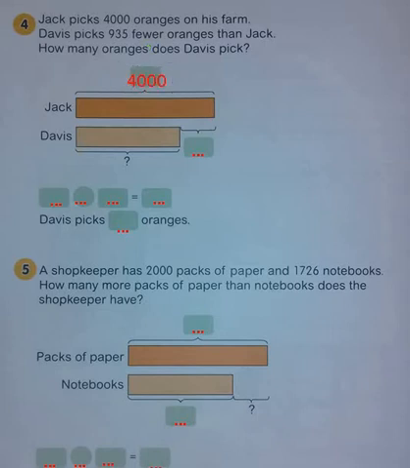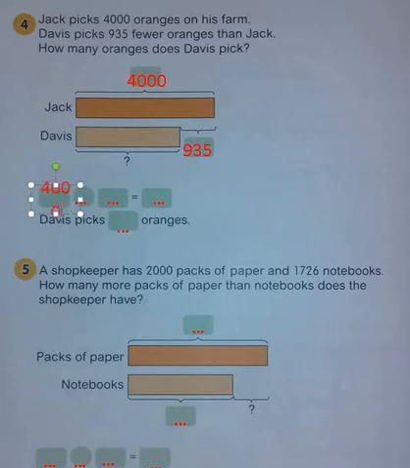We have the next clue. Davis picks 935 fewer oranges than Jack. This is not the amount of oranges which belongs to Davis. So 935, we should put it over here. So what should we do? You need to find this part. Look at this. 4,000 is the longest part. Longest model over here is 4,000, and then this side is 935. You need to find out something which is smaller, because you are finding the bar that is smaller. It means you have to do subtraction. So let's put the number over here.